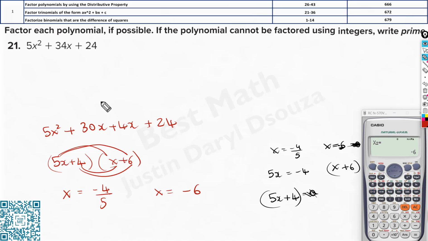Don't do that. But what are the factors? The factors are always the terms with the x, the coefficients of x. Factors are 30 and 4. This is more than enough. If you write this much, you should get full marks, these three.